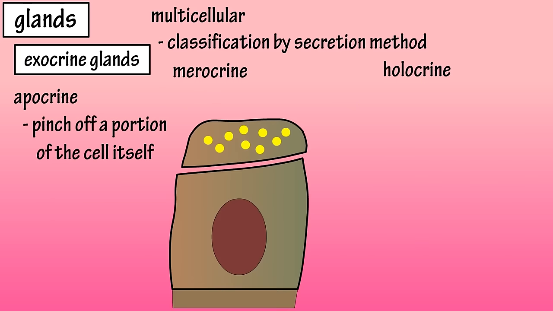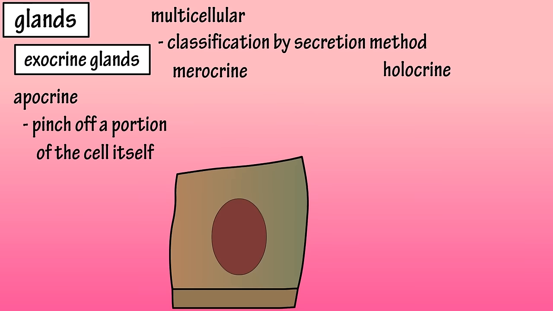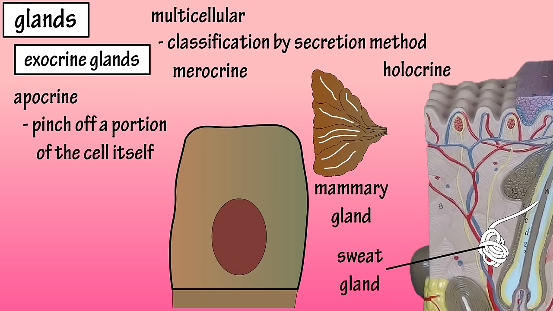Apocrine glands actually pinch off a portion of the cell to release their secretory products. The cell repairs itself and continues to release its products in the same manner. Mammary and some sweat glands are examples of apocrine glands.